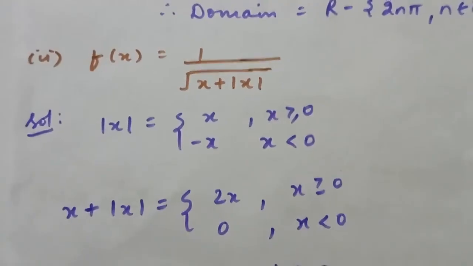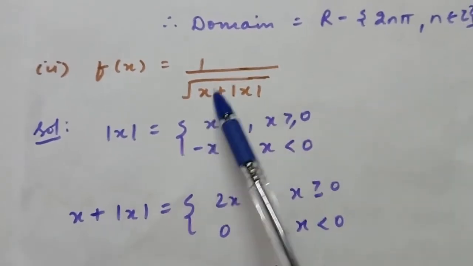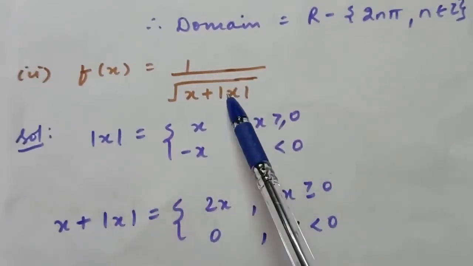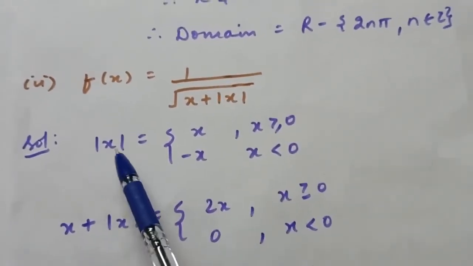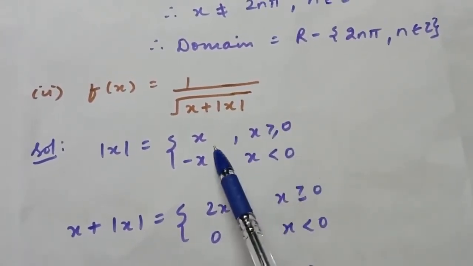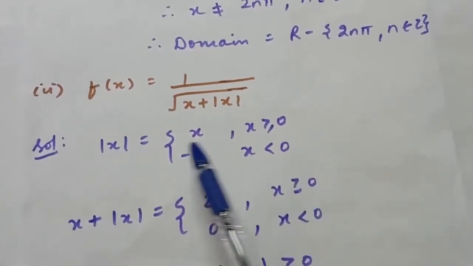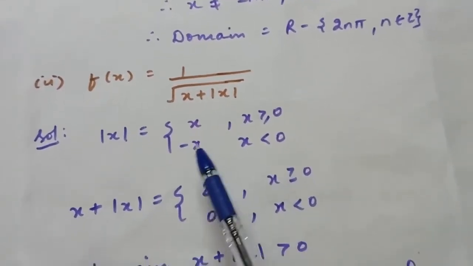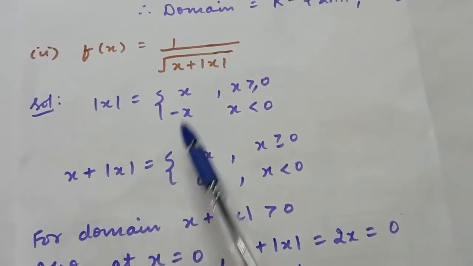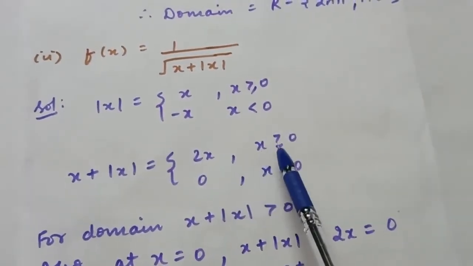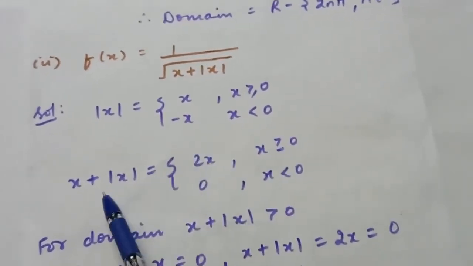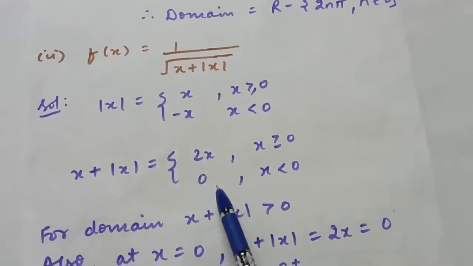Second is f(x) is equal to 1 upon root of x plus modulus x. So for the domain we want this to be greater than 0, but first of all we will define this clearly. So modulus x, we know when x is equal to or greater than 0, then it is x, and when x is less than 0, then modulus of x is minus x. Now x plus modulus x: when x is greater than or equal to 0, x plus x is 2x, and when x is less than 0, modulus x is minus x, so x plus minus x will be 0, right?